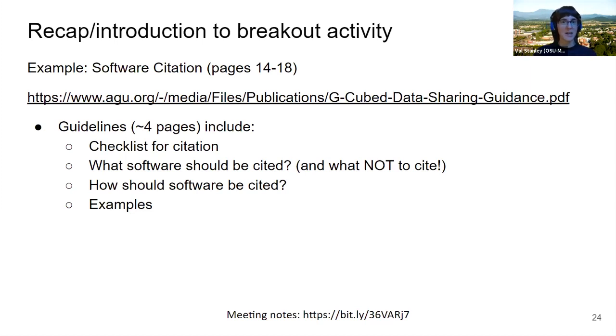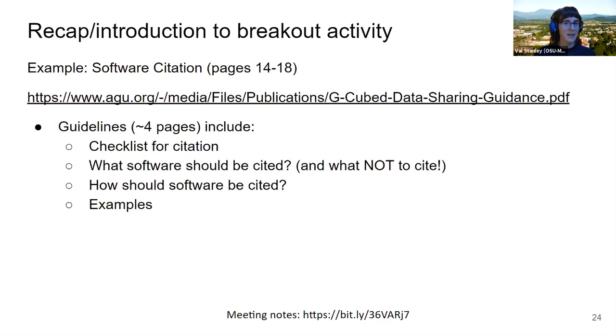So here is a link to an example of data sharing guidance from AGU. And the example that was popping out was the software citation one on pages 14 to 18. It's about a 4-page chunk, and it has a couple of key elements on a checklist for citation. It lists what kinds of software should be cited and what not to cite. And I think that's analogous here of which samples should be cited and which ones don't need to be. How should you cite your software? Similarly with samples, and I think there's a bunch of different use cases that we need to think about there. It's not quite so straightforward, as well as some examples of how that's done, which I think is pretty helpful.